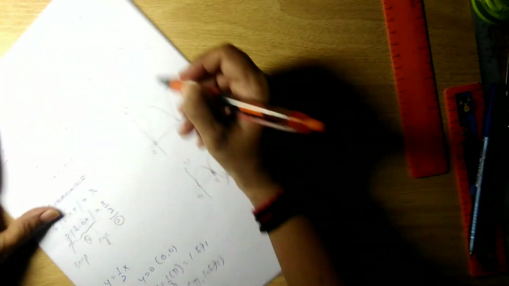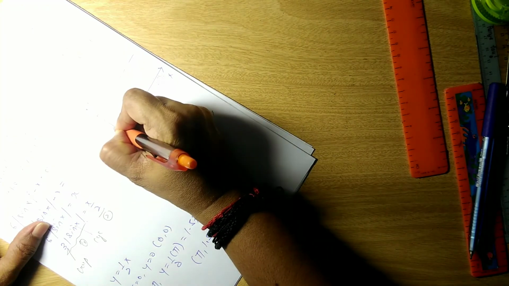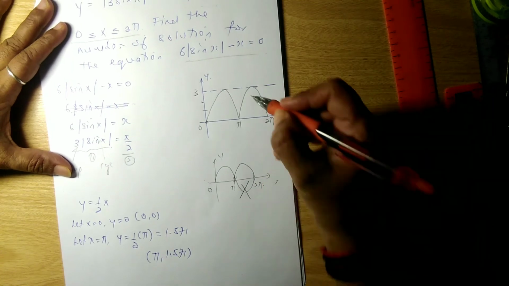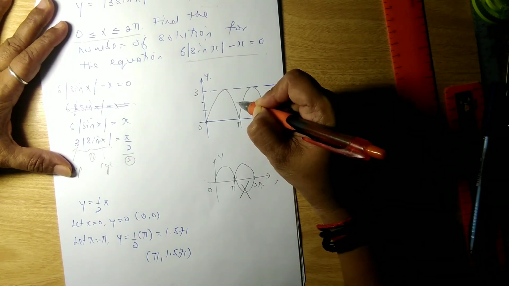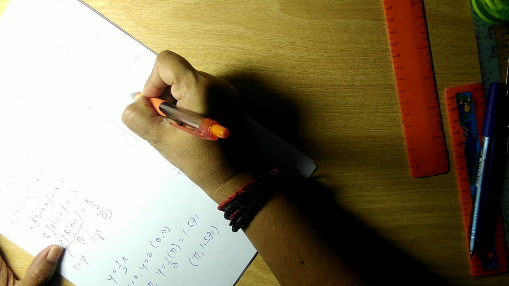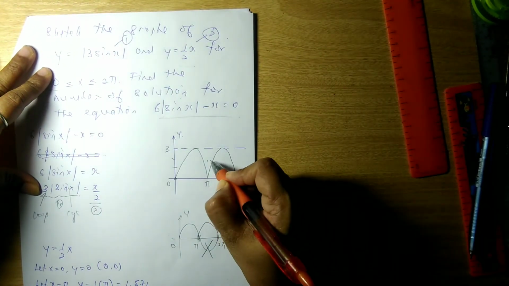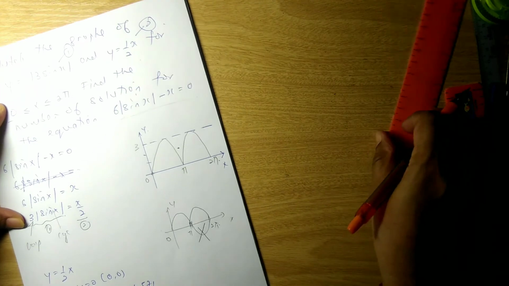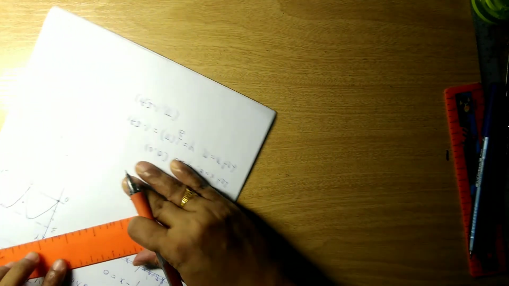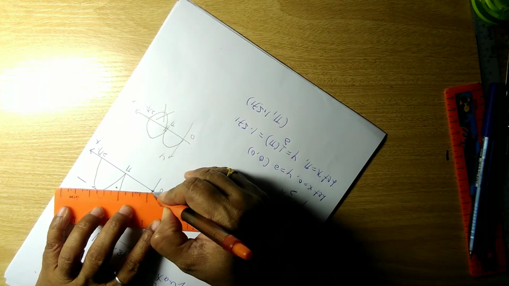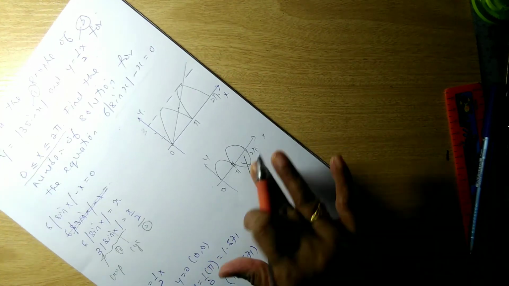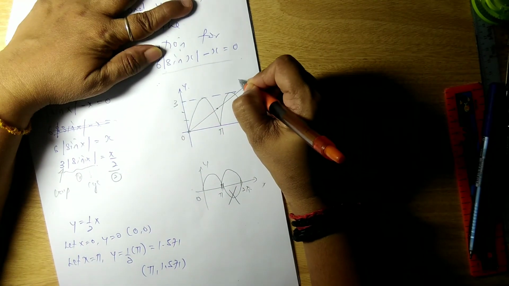Now let's assume here 3 is my amplitude. So I need pi and 1.57, which is somewhere here. My first point is 0, 0, and this one is here. We'll connect that. So this is the line of y equals half x.